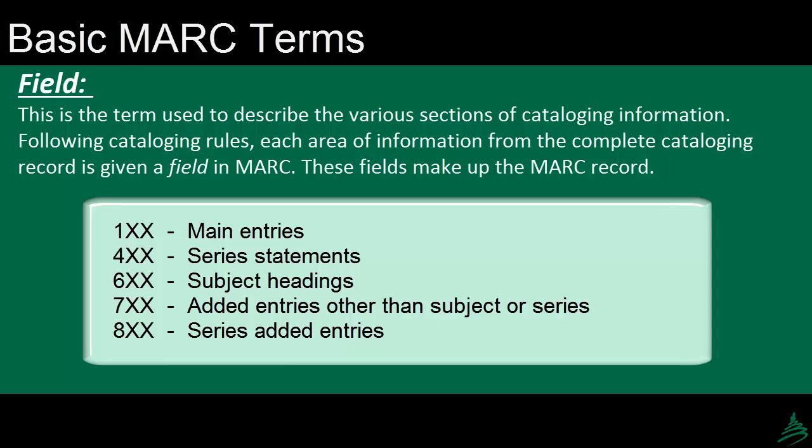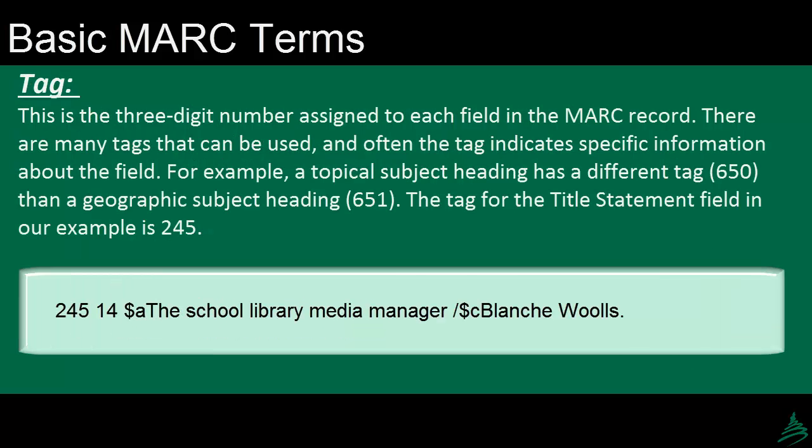Your 6XXs are going to be your subject headings. These are the things that describe the subject matter which that item is about. Your 7XX fields are going to be your other added entries, which are going to be illustrators or actors in the DVD, other people associated with that item that aren't the main entry or the main person responsible for that item. So when you're looking then at a tag, that's that 3-digit number assigned to each field in a MARC record. And there are many tags that can be used, and often the tag indicates specific information about that field.